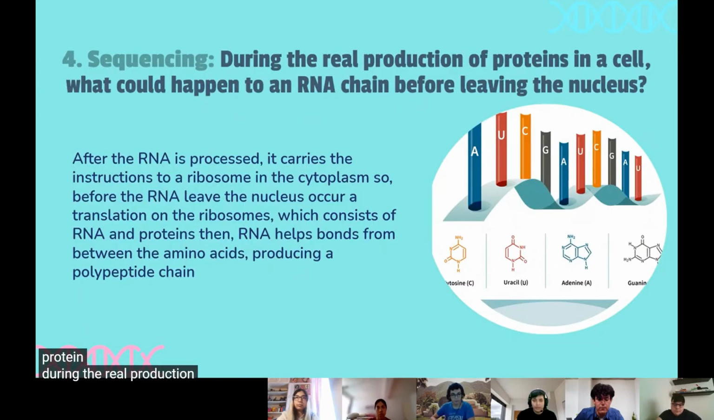During the real production of protein in a cell, what could happen to our RNA chain before leaving the nucleus? After the RNA is processed, it carries the instruction to a ribosome in the cytoplasm, so after the RNA leaves the nucleus occurs a translation on the ribosomes, which consist of RNA and proteins. Then RNA helps bonds form between the amino acids, producing a peptide chain.